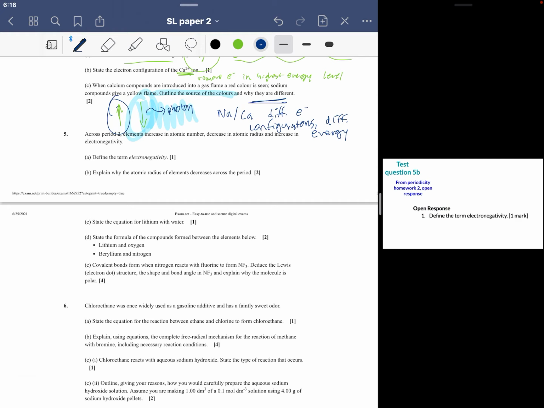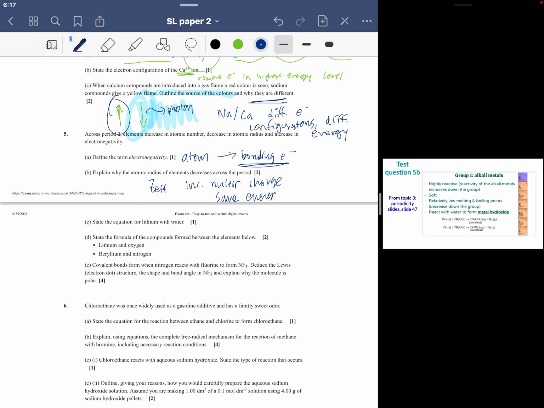B was very similar to the chlorine phosphorus thing, just a bigger general trend. Sorry, I got one ahead of myself with the slides here. But again, Zeph is your friend here. So increasing nuclear charge was worth 1 point. Same energy levels was worth the second point. And then C now corresponds to what you see on your screen here.